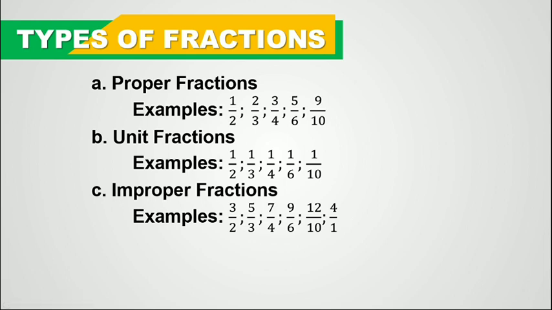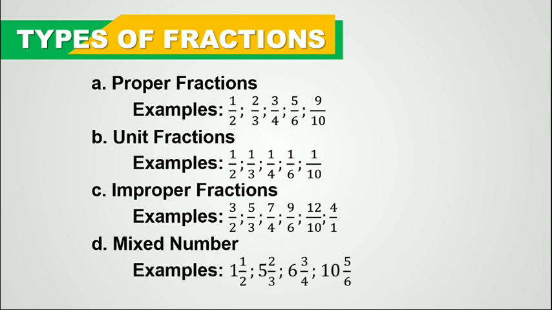Now, we also have what we call a mixed number. A mixed number is just a combination of a whole number and a fraction. Examples are 1 and 1/2, 5 and 2/3, 6 and 3/4, and 10 and 5/6. These are mixed numbers because it is a mix of a whole number and a fraction. So it is easy to remember.